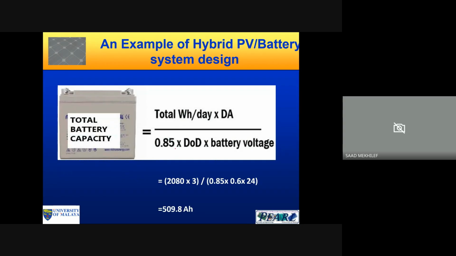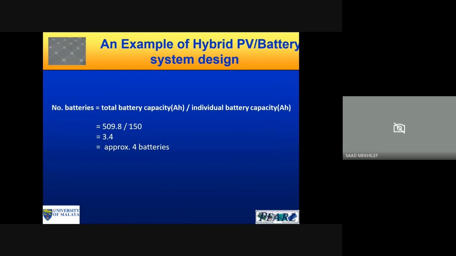So let's calculate this. The total watt hour per day, we assume 3 days. Divide by 0.85, divide by 0.6, multiplied by 24, which is the battery voltage. So we get the AH, which is almost 510 AH. That's the size of the battery. So AH divided by 150 AH per battery gives you 3.4, so we can get around 4 batteries. This is how we calculate the size of the batteries.